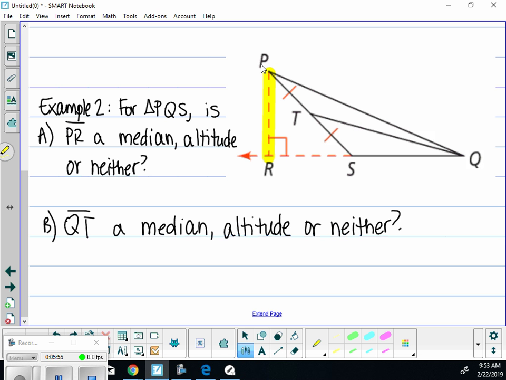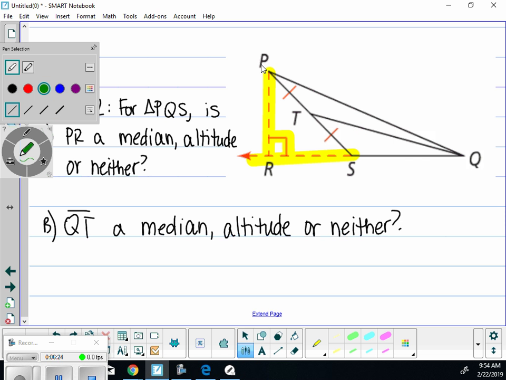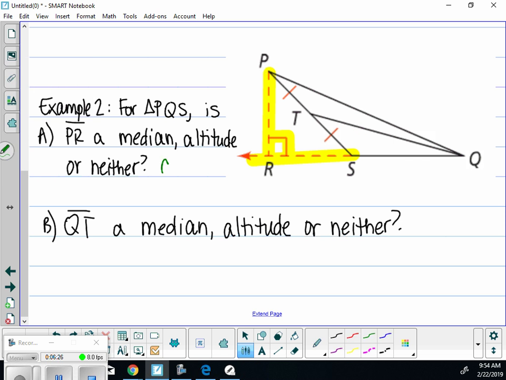So is that a segment that goes from a vertex to the midpoint of an opposite side? No. Is it a segment that goes from a vertex perpendicular to the opposite side? It's perpendicular, right? And this is our opposite side. So PR, line segment PR, is an altitude.